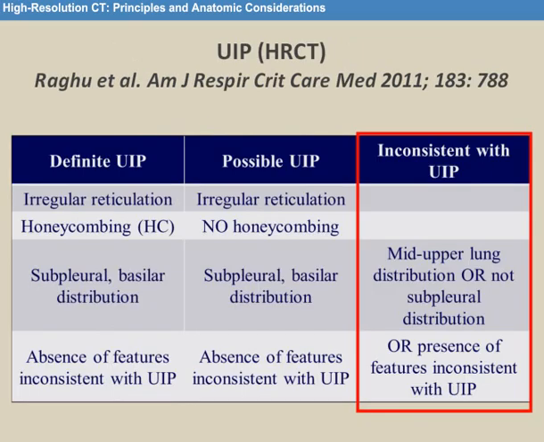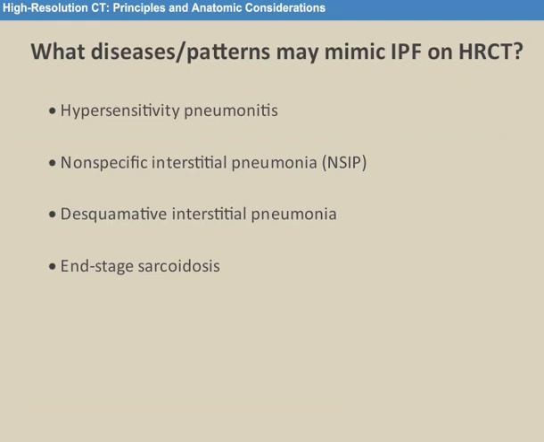Let's delve into this a little bit more, this inconsistent with UIP category. This is a very important one because I think particularly for hypersensitivity, many patients don't have an exposure, so the clinicians can't distinguish IPF from HP because neither of those patients are going to have an exposure. And you, as the radiologist, may be the only one to suggest that diagnosis, and it's a very important distinction to make. Here are some of the most common diseases or patterns of injury that mimic idiopathic pulmonary fibrosis.